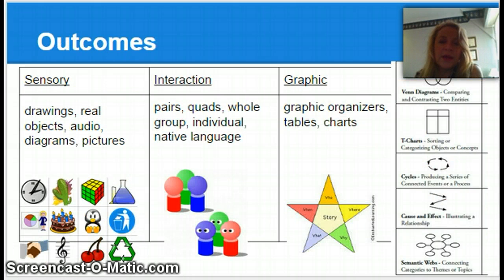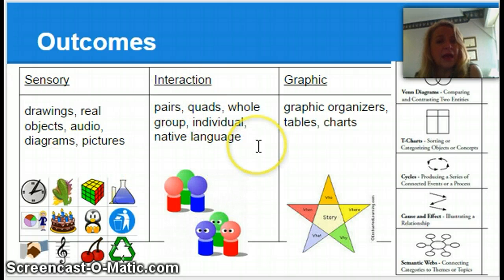When it comes to seeing evidence for student learning, and also for teaching and scaffolding, supporting student learning, we want to look at three inputs, if you will. One would be sensory, another would be interaction, and the other one would be graphic. So how will students be able to show us their understanding? It would be through things like drawing, providing audio, writing diagrams, showing pictures, matching pictures. And again, for teaching, we want to be able to use these things to help students understand.